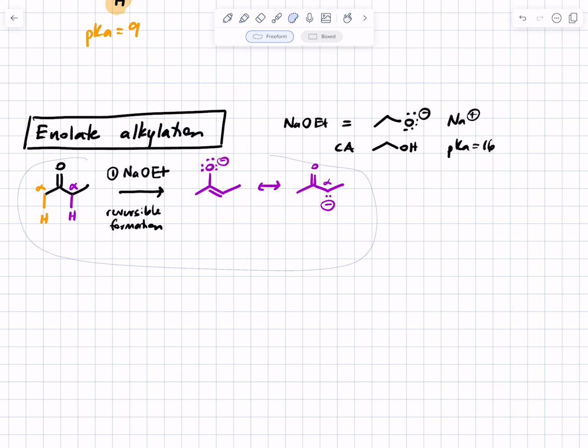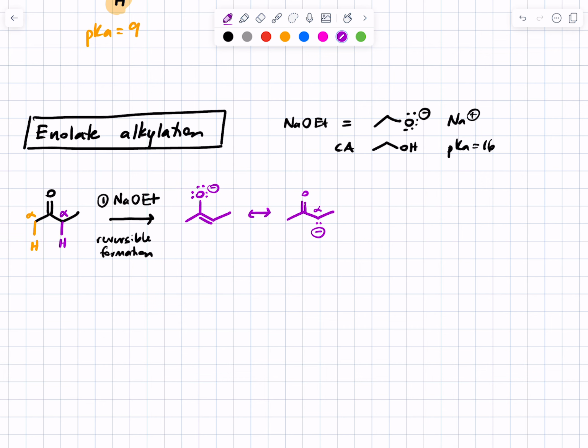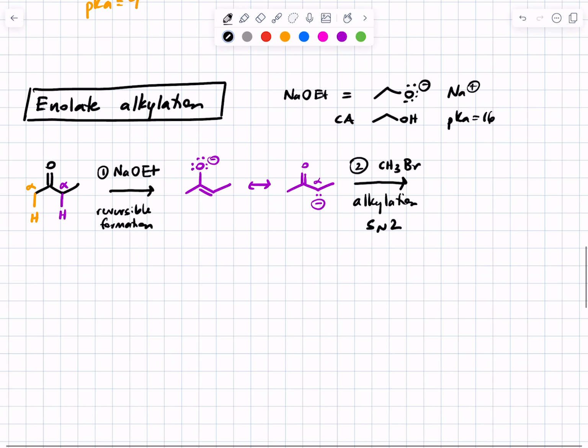However, in a second step, if we introduce an electrophile, an alkyl halide, then we can do what's called alkylation chemistry. So let's just use CH3Br. This is methyl bromide, and this is basically going to be an SN2 step. Now, the problem is that the enolate is nucleophilic both on the carbonyl oxygen and on the alpha carbon. So you sort of have to decide which of those two is going to attack your electrophile.